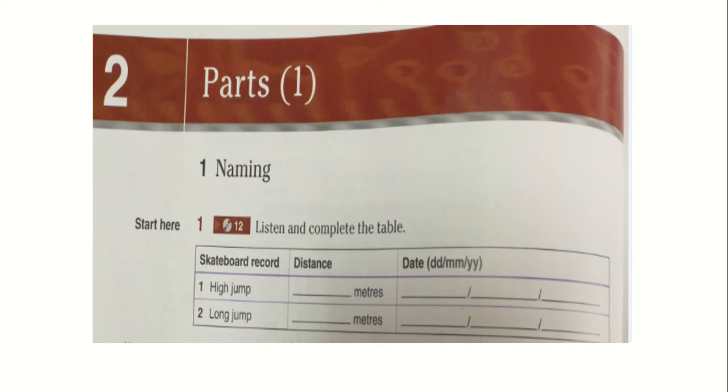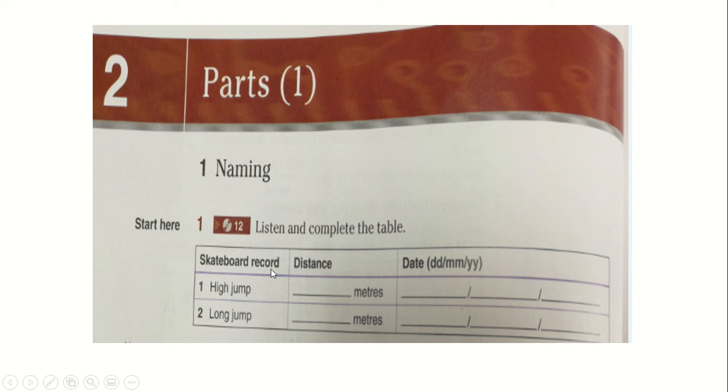Now, let's move to the first exercise today. As you see, we are starting Unit 2, and the title of the unit is Parts 1. And the lesson today is called Naming. Here, we're going to start. We're going to listen and complete the table. Let's look at the table first.